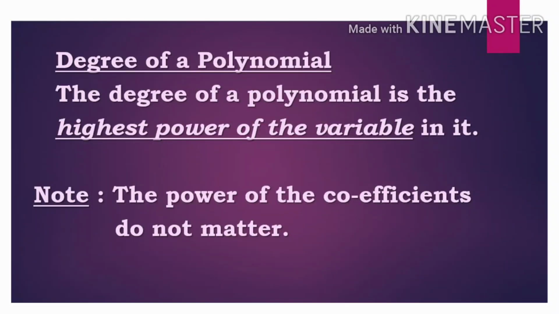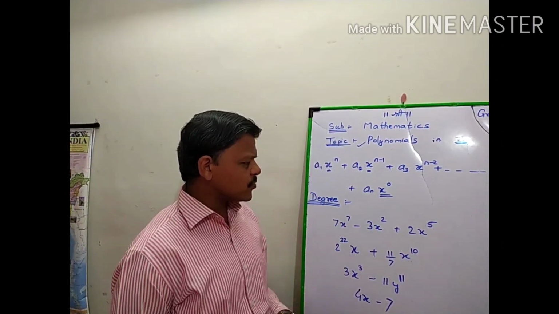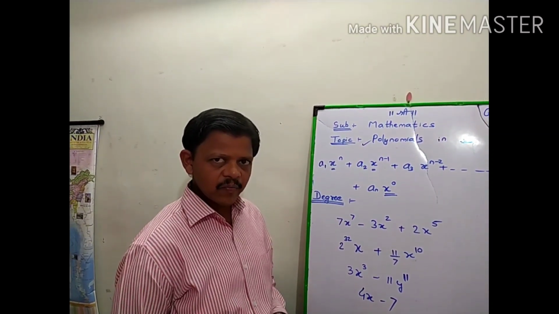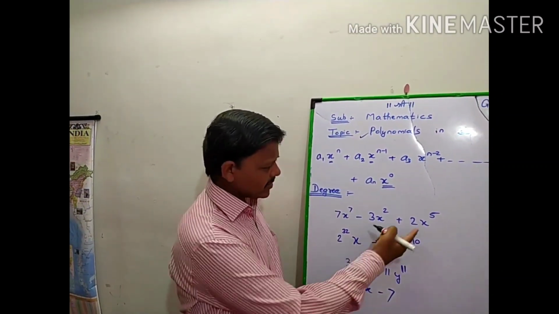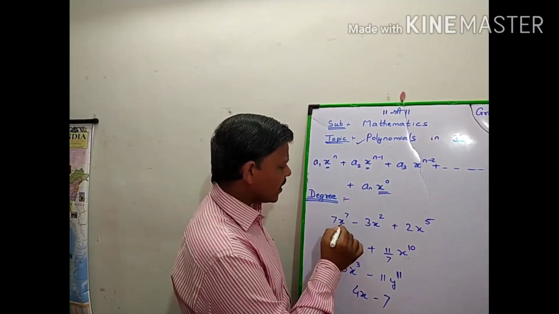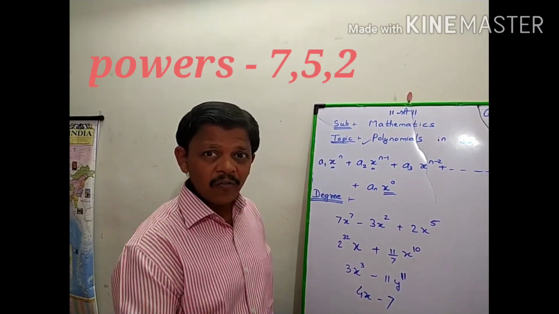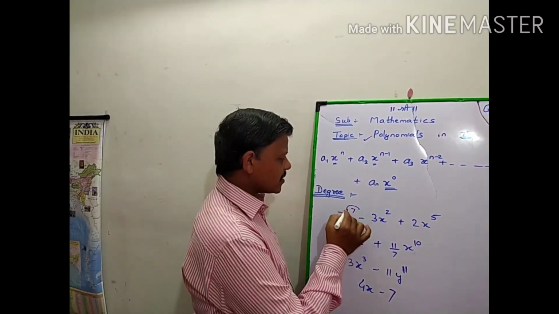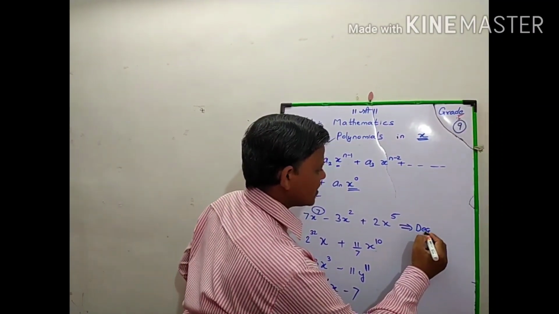So now here, if you look at these examples, see this is the first example. 7x raised to 7 minus 3x square plus 2x raised to 5. Correct? Now is it a polynomial? First of all, we will decide whether it is a polynomial. Yes, it is satisfying all the conditions to be a polynomial. It is a polynomial. And what are the powers? 7, 2 and 5. And highest power is the degree. Which is the highest power? 7. So automatically the degree of this polynomial becomes 7.